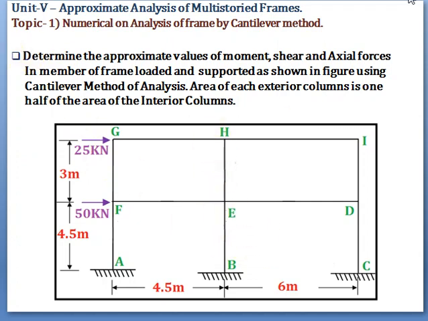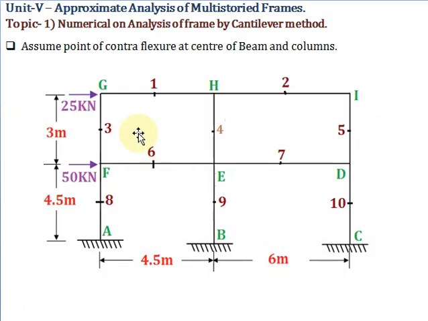So this is the given loaded and supported frame as shown in the figure, which is subjected to a horizontal load of 25 kilonewton at joint G and 50 kilonewton at joint M. Next step is to locate the point of contraflexure at the center of beam and column, and we have given the notation as 1, 2, 3 up to 5 at the center of beam and column.